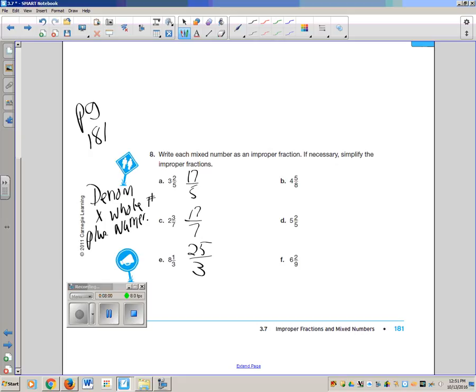All right, the answer to 4 and 5/8, that would give you 37/8. For D, it's 27/5. And for F, it is 56/9. Okay, denominator times the whole number plus the numerator. Keep the denominator the same.